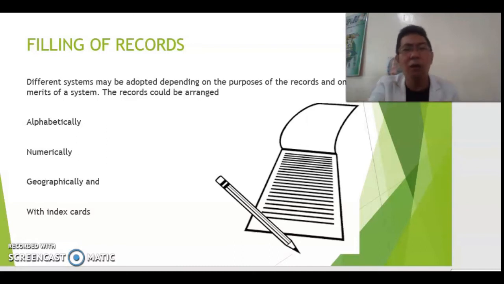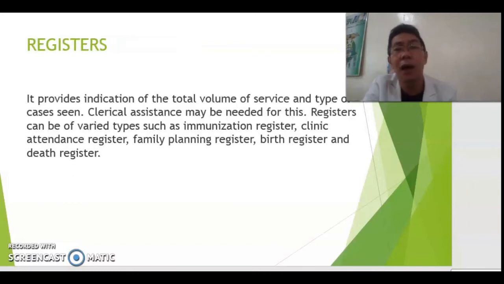Okay, so how do we compile our reports? Pwede rin namang daily, weekly, monthly, quarterly, and annually. But of course, we do it on a daily basis. Okay, so that will provide us registers.